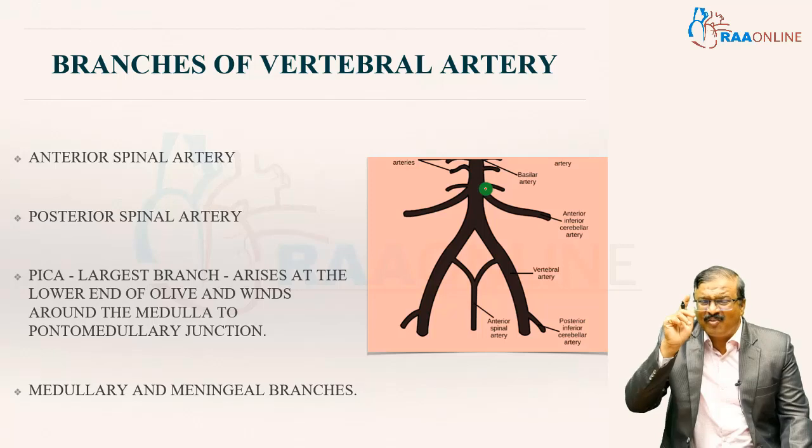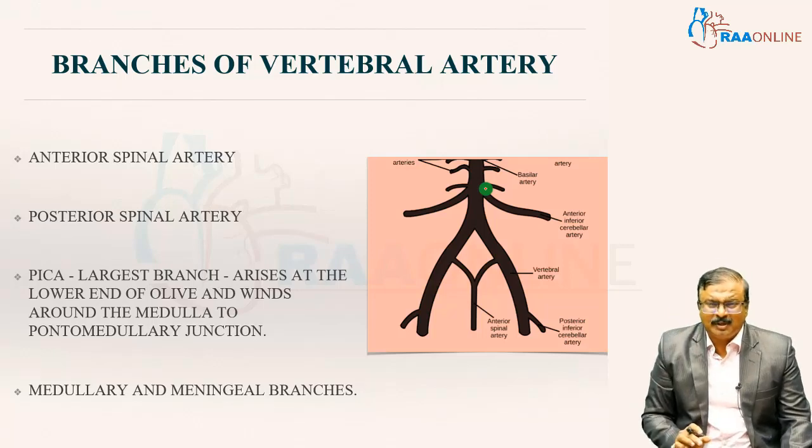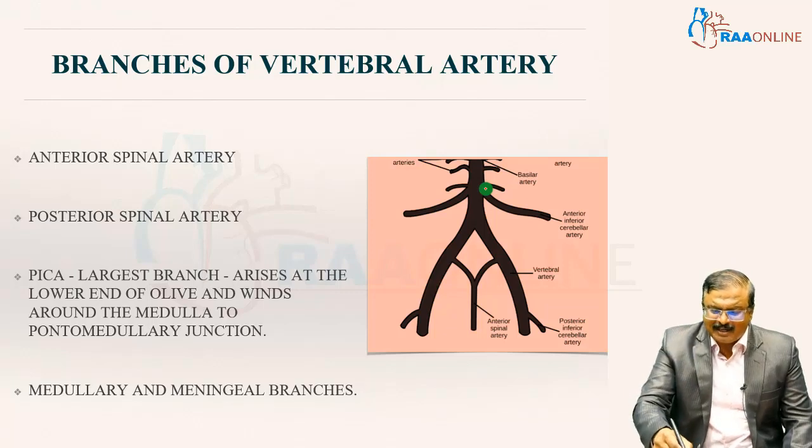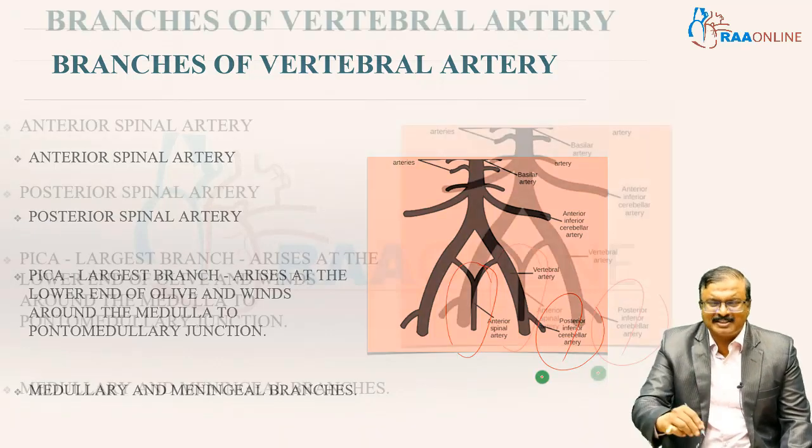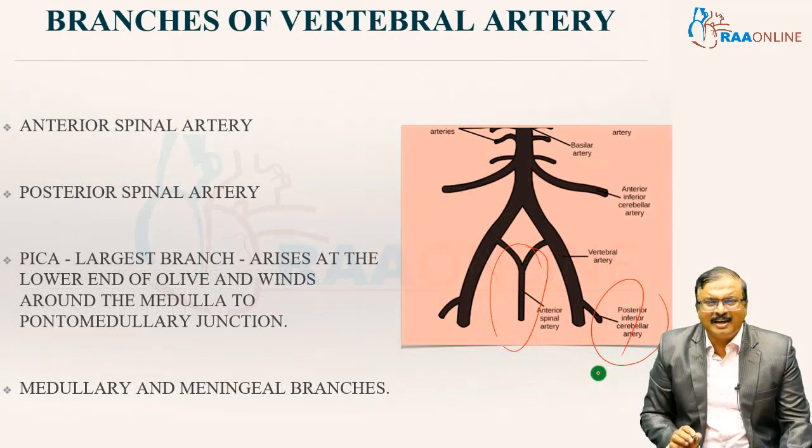What are the branches of vertebral artery? You can see anterior spinal artery, posterior spinal artery. There are two pairs of anterior spinal and a single posterior spinal artery from each.